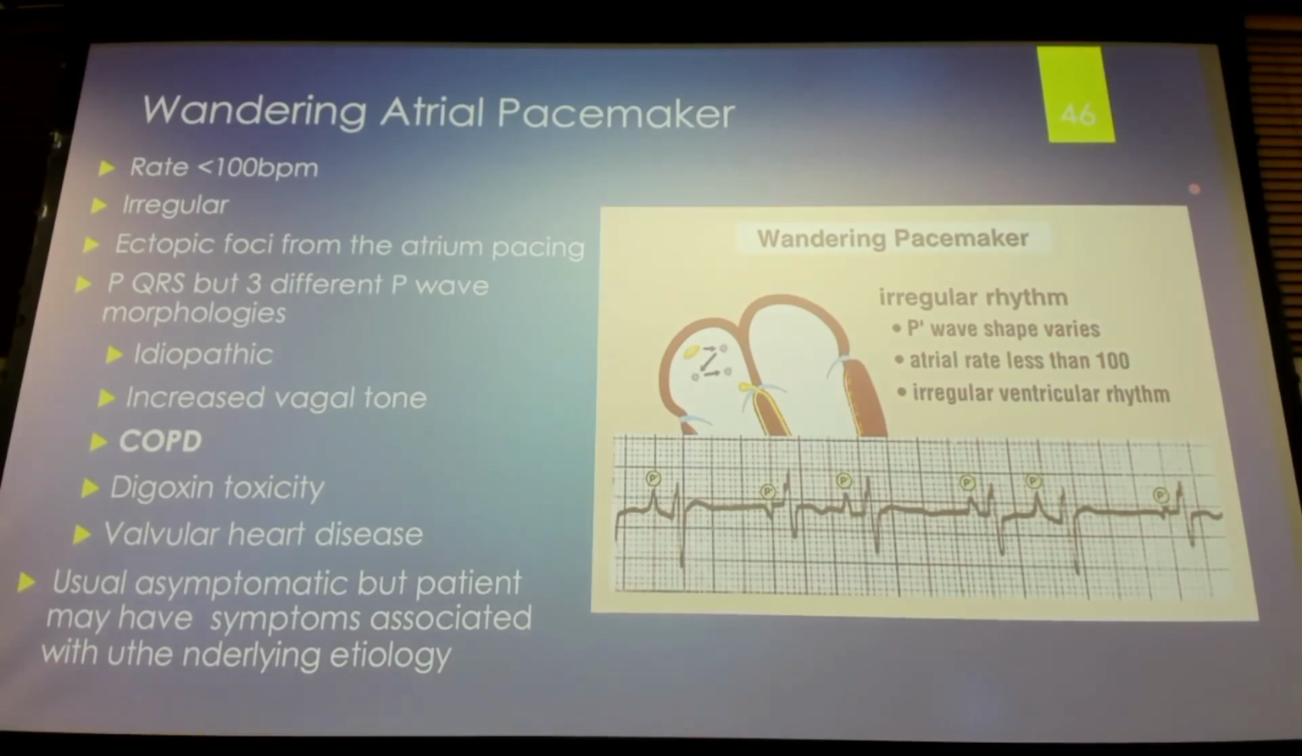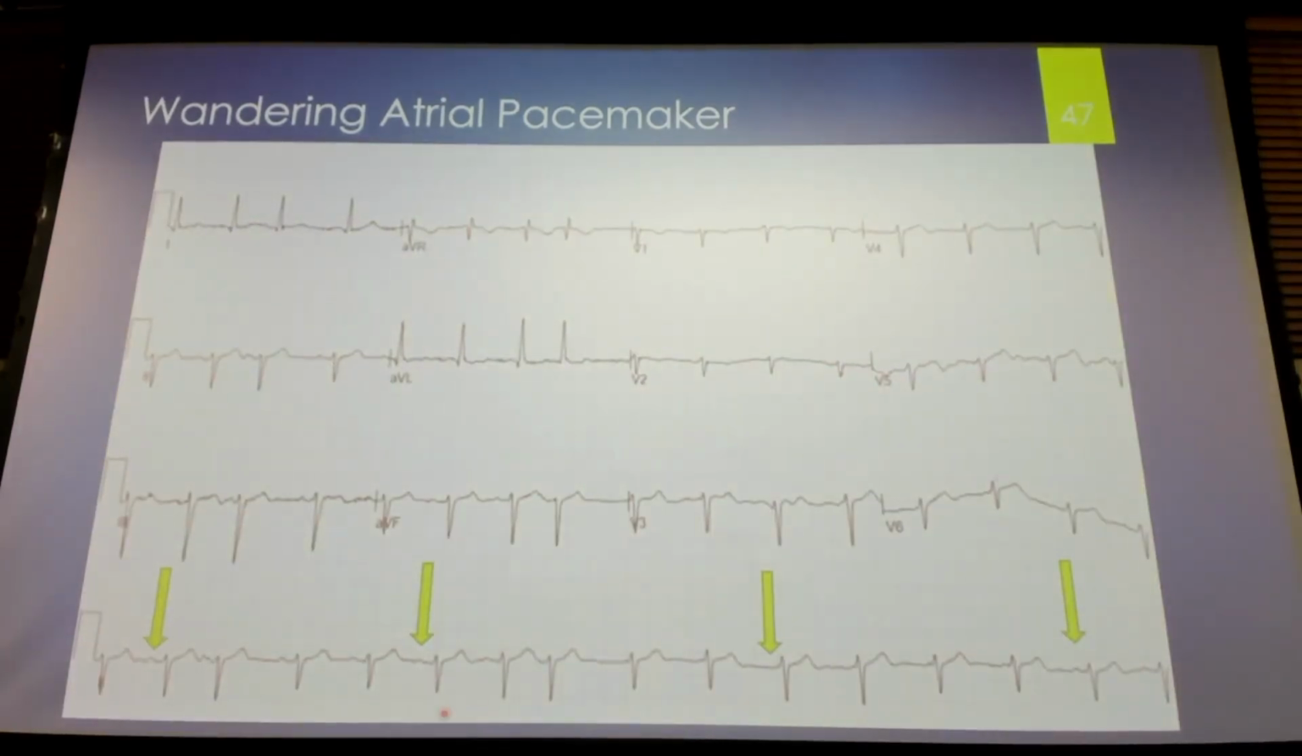Most of the time, these patients are asymptomatic. They're coming in for their underlying disease process, and we happen to see this on the ECG. But we have 3 different morphologies. We've got a P wave here, an inverted P here, and a P here and here. It's an irregular rhythm, but our rate is going to be less than 100. This is evidence of a wandering atrial pacemaker, and our rate here is about 96.